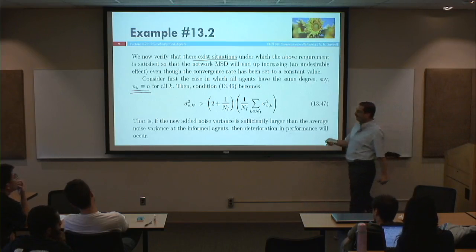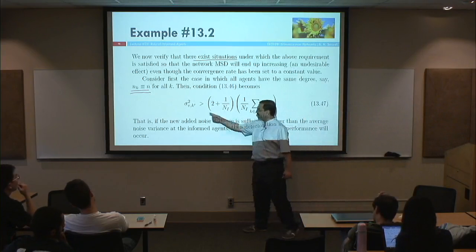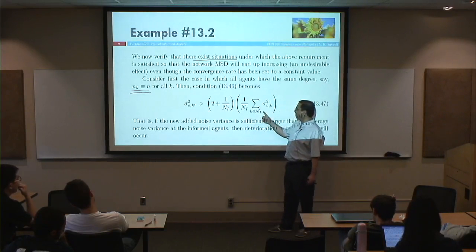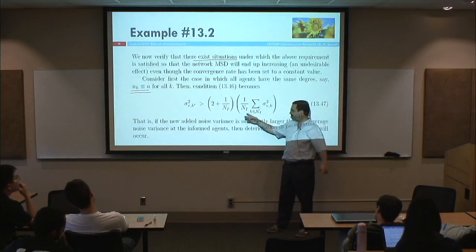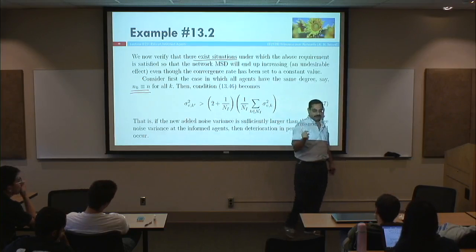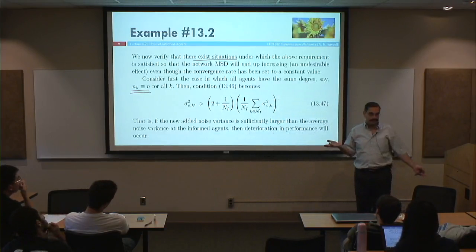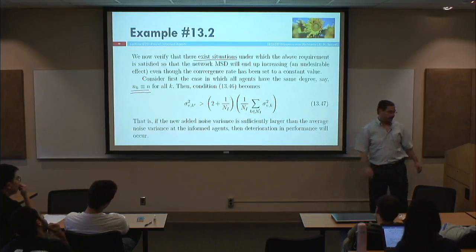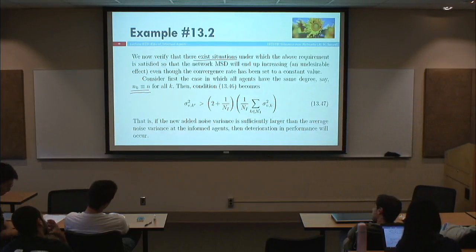If I'm adding an agent such that its noise power is not only larger than the average power that I had before, but sufficiently larger, at least twice as large, that will make it worse, right? Okay, that's one case, okay? When all the ends are the same, okay?